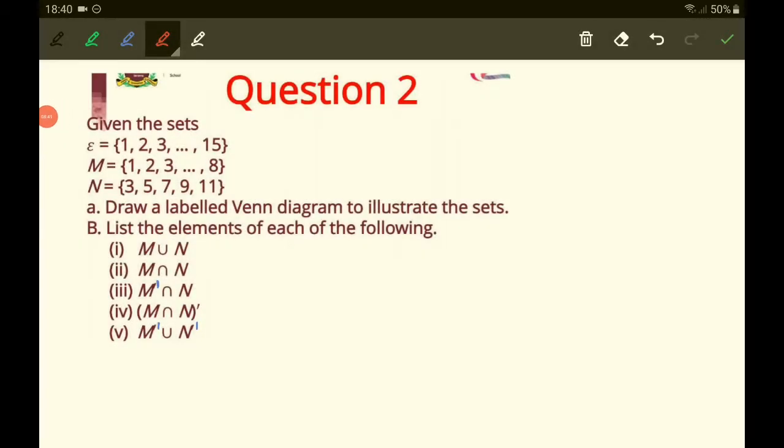Okay, now we are in question 2. In question 2 here, given the set epsilon, or the universal set here is 1 until 15, natural numbers 1 until 15, and then M here is natural numbers also, but from 1 until 8, and N here is the numbers 3, 5, 7, 9, 11. Okay, so in question A here, draw and label a Venn diagram to illustrate the sets.